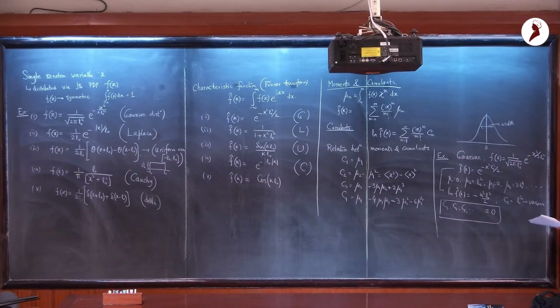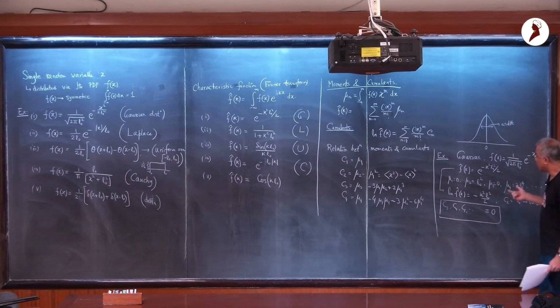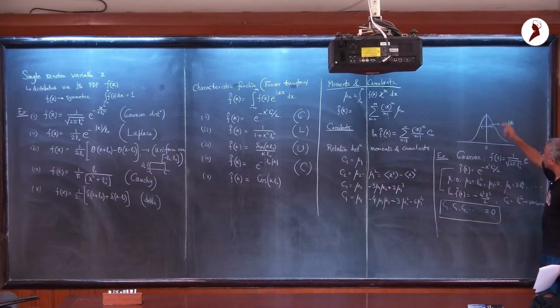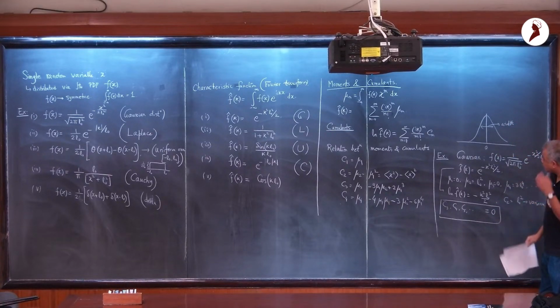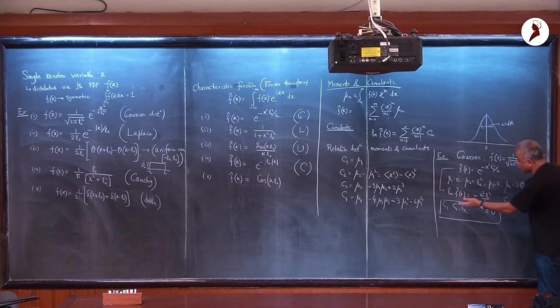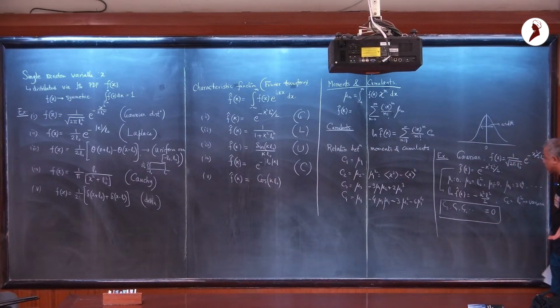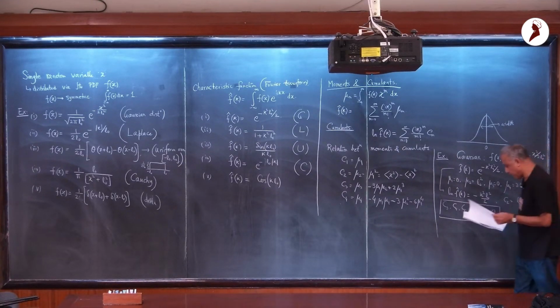Okay? So that's a good way to determine how close your PDF is to the Gaussian. You just compute the higher cumulants, and if they are non-zero, then that means it's very far from Gaussian. If they are all identically or very close to zero, then you can say the shape is roughly Gaussian. Okay.